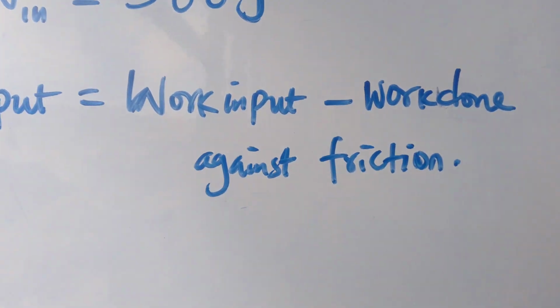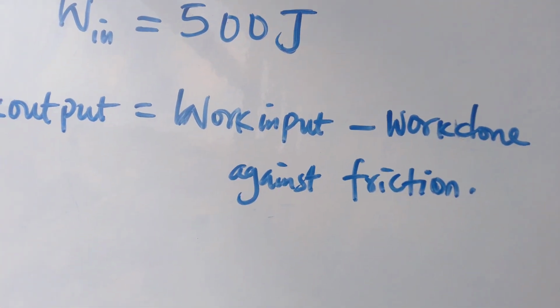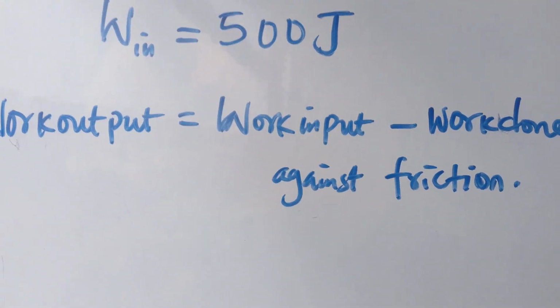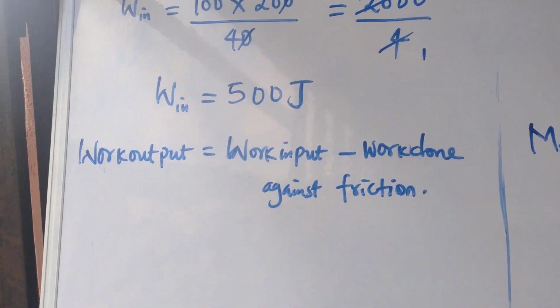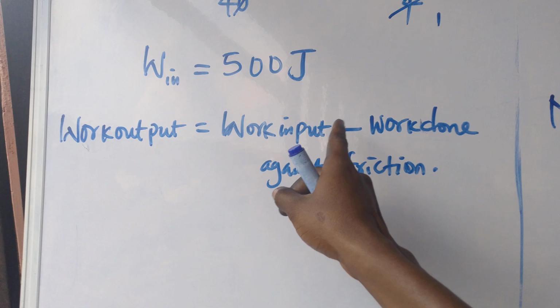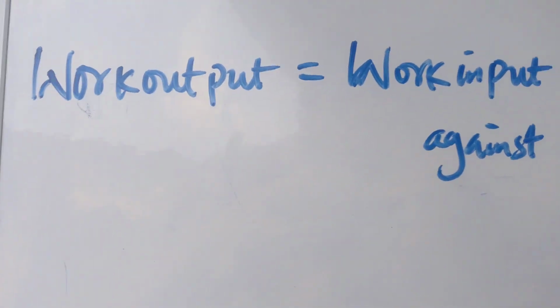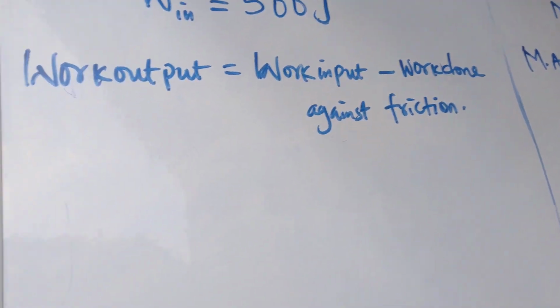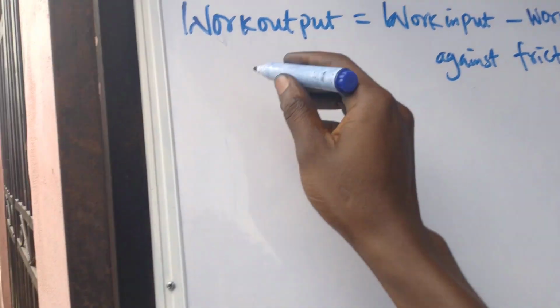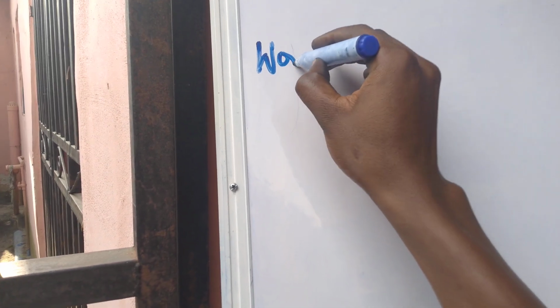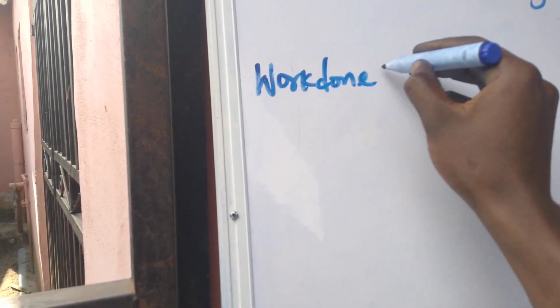Hope we are aware that friction opposes relative motion. So it occurs between two surfaces in contact and it opposes relative motion. So this now will be work input minus what? Work done against friction. Alright? Okay, so that means that if we make this subject of formula, we have work done against friction.